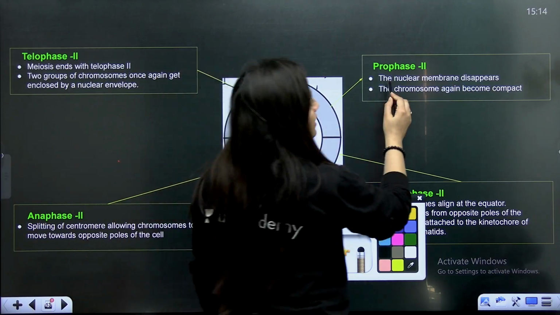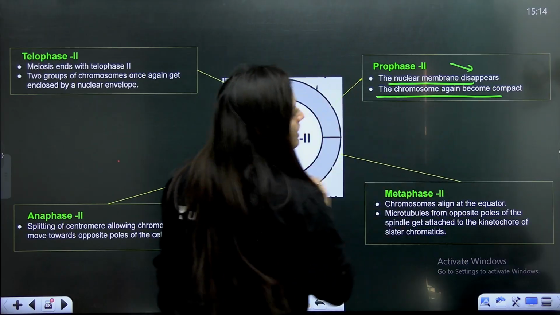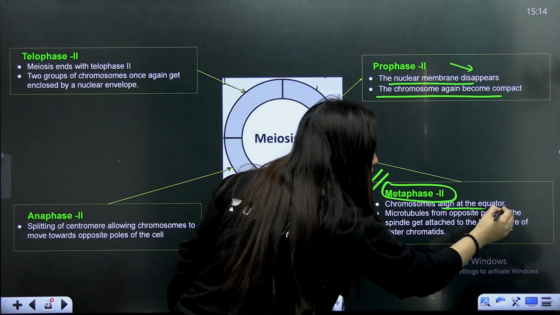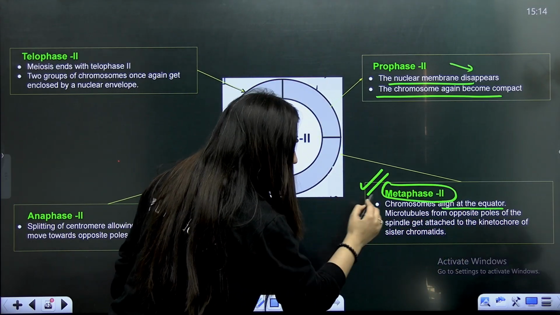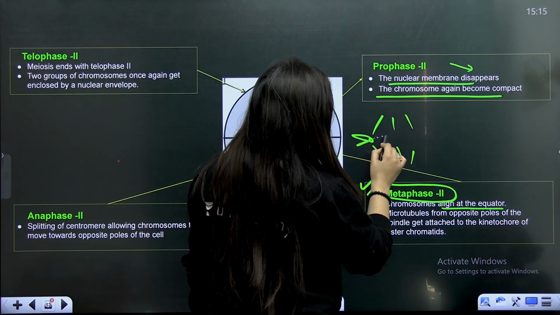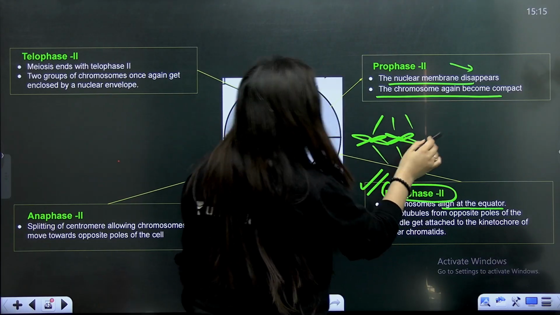So in prophase 2, again, the nuclear membrane will disappear, and the chromosomes again become compact. In metaphase 2, just like mitosis, the chromosomes will align at the equator. Yes, here also they will align at the equator.